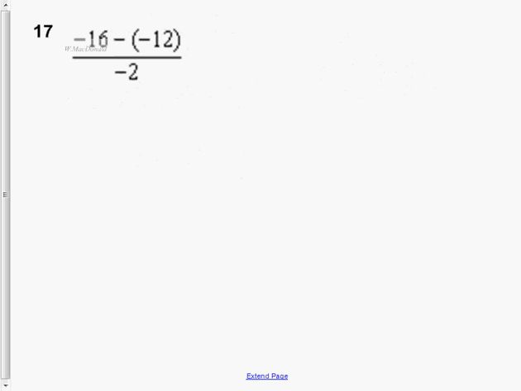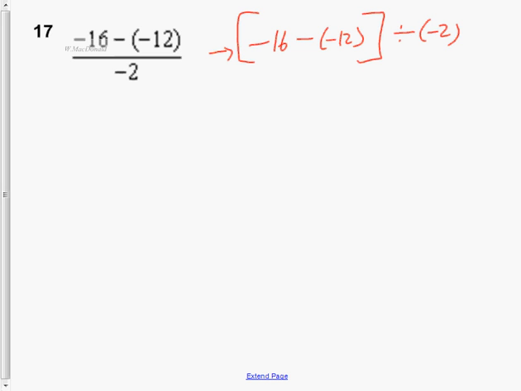Next question. This question could have been written as negative 16, and I'm going to put it in square brackets, take away negative 12, end square brackets. And once you get the answer to that, divide it by negative 2. All right, same question. Both the black and the red are the exact same question.